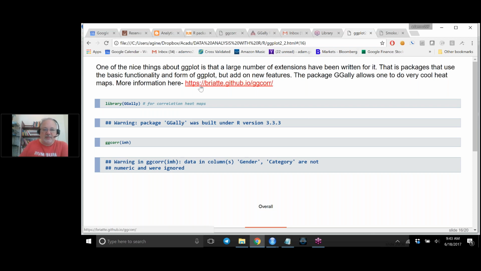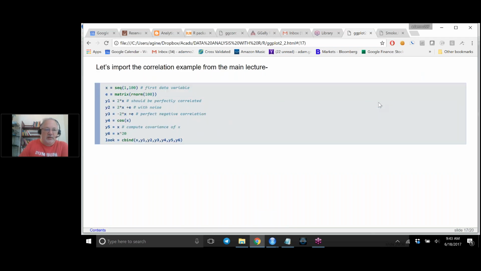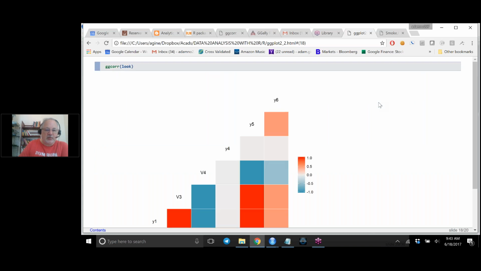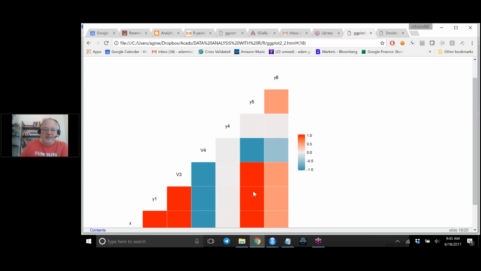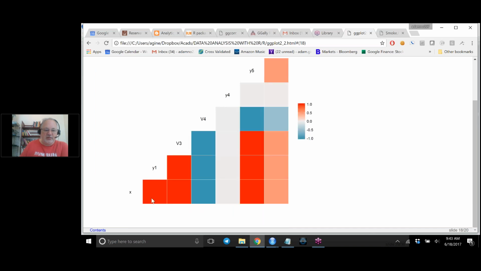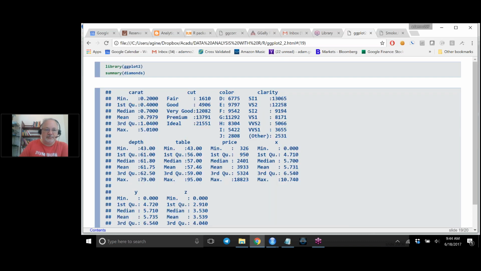correlation plots. And as I said, you can read more information there, and if you want to do these things, you should. So we have this data, and I'll discuss it more later, but here's a correlation plot of it. And you see it creates a heat map of the correlation of the different variables with each other. Of course, so -1, it says V4 is not very well correlated. It's negatively correlated with the others. Y5 is pretty highly correlated with everything in a positive way except V4. So you can do things like that.